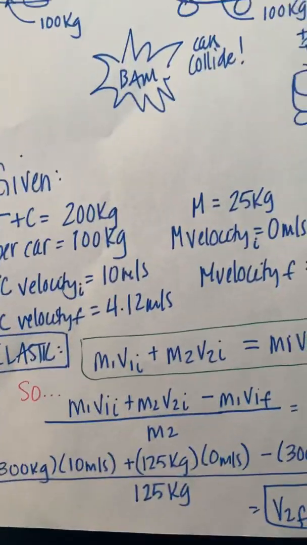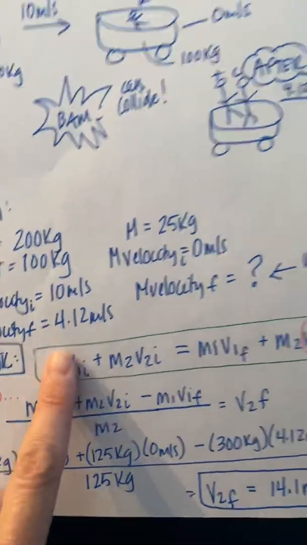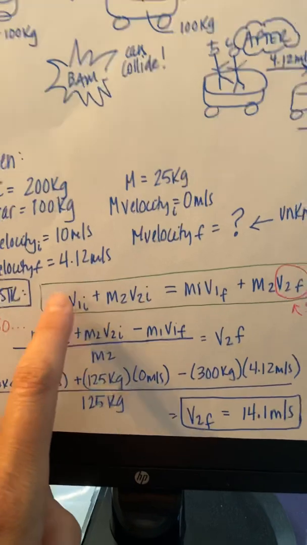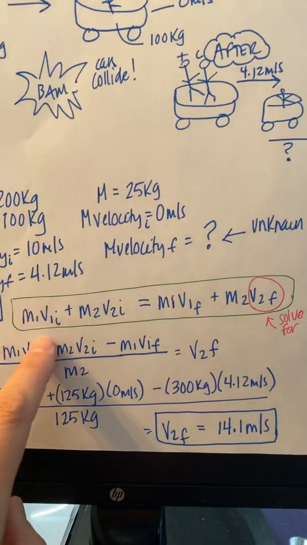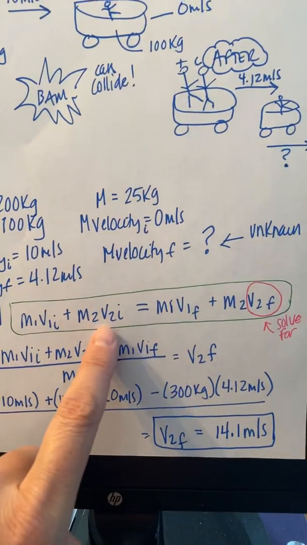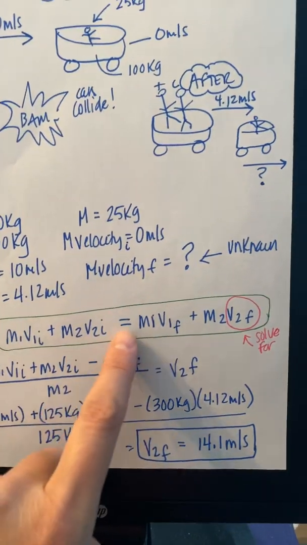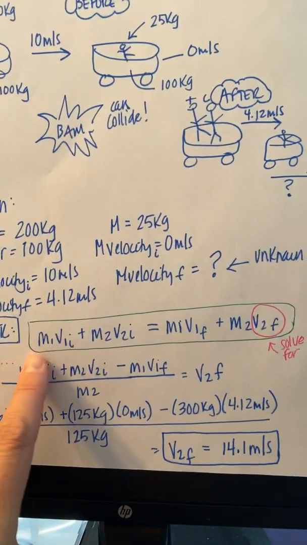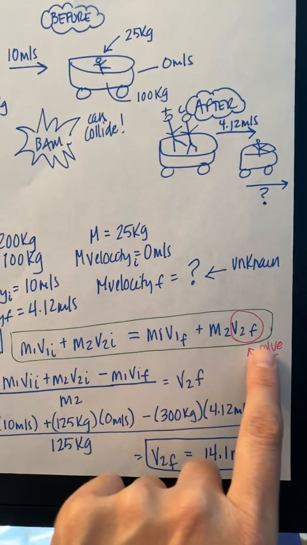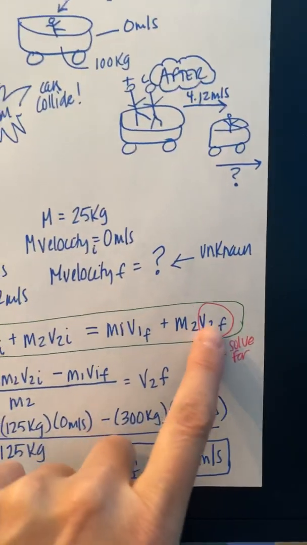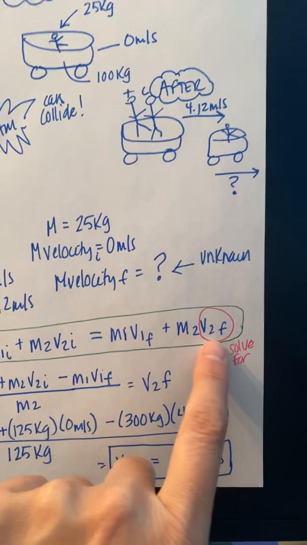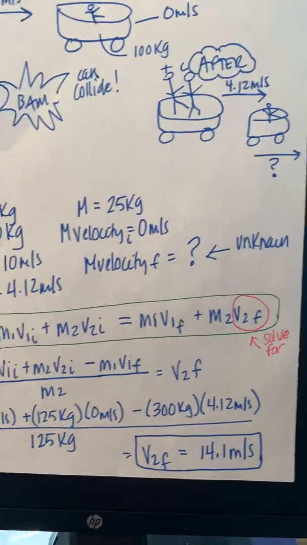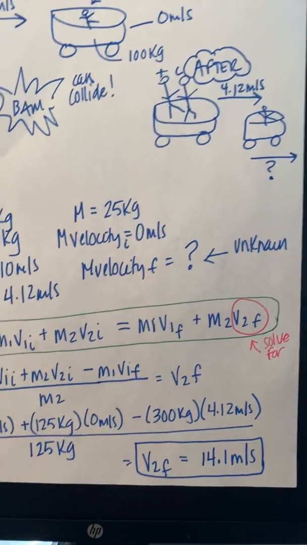So we're going to know right away it's an elastic equation, so we have to set it up where the momentum of the first object initially plus the momentum of the second object initially is going to be equal to the final momentums of both objects. So this is our initial equation, the original equation. What we're solving for here is V2 final, the velocity of the second object after the collision.